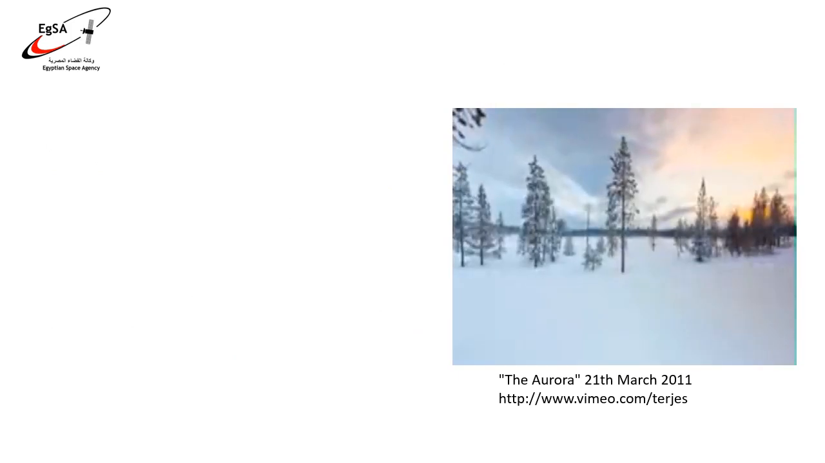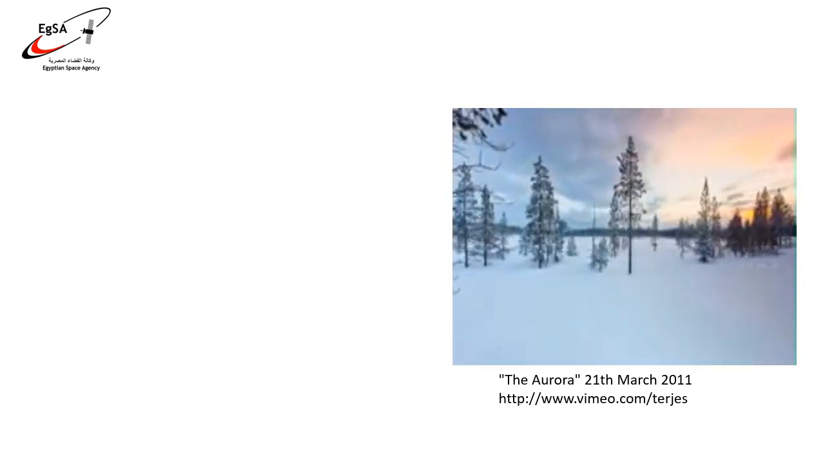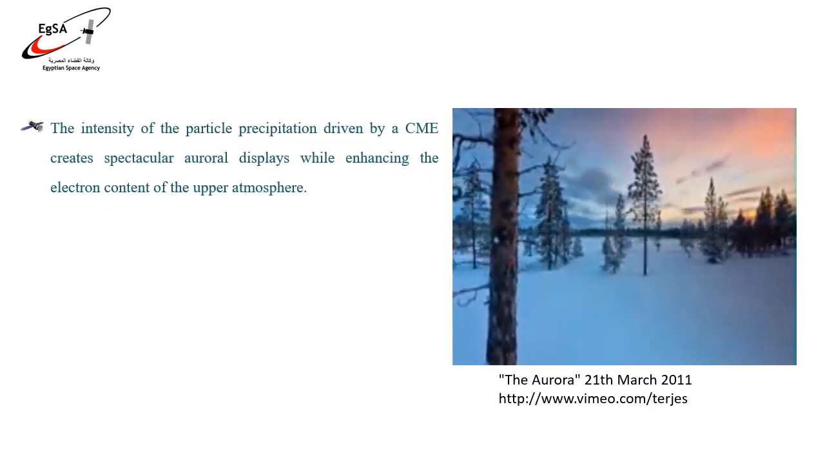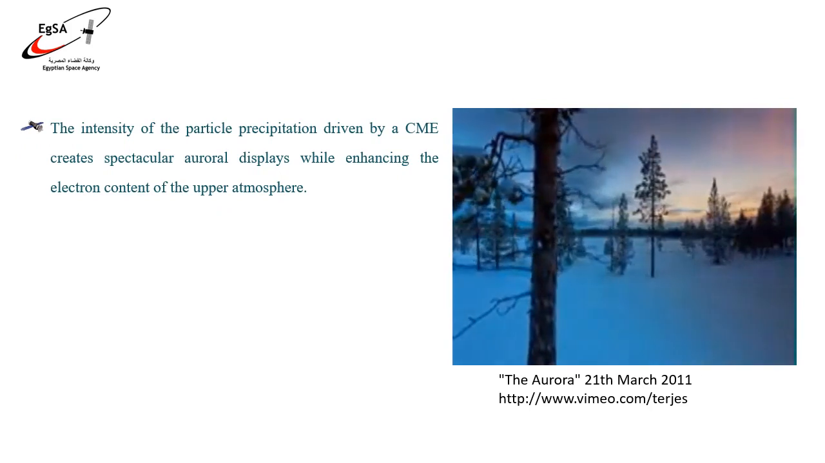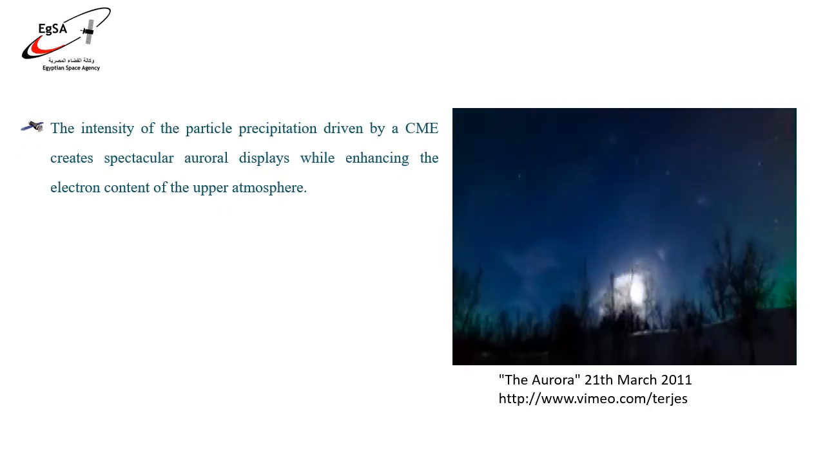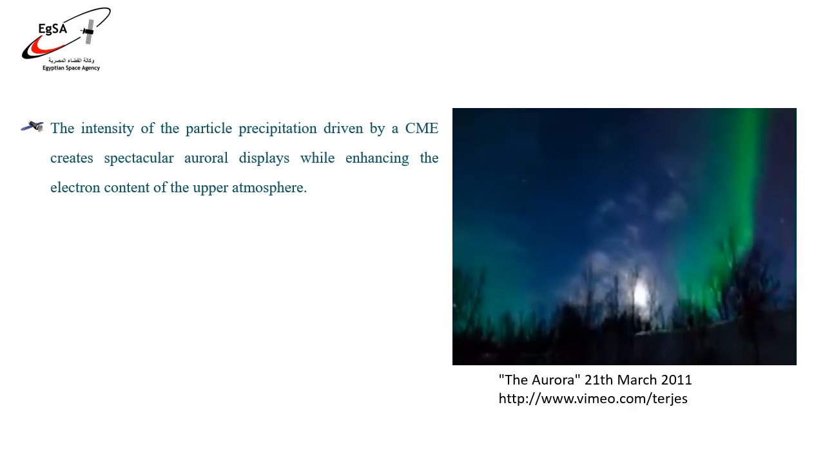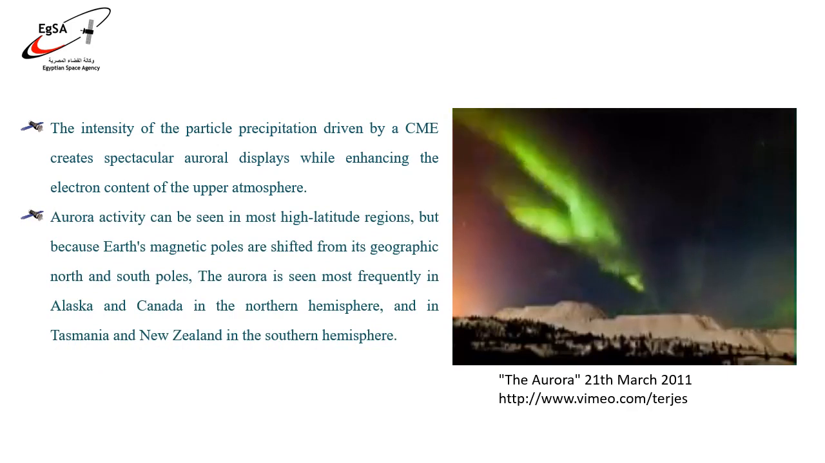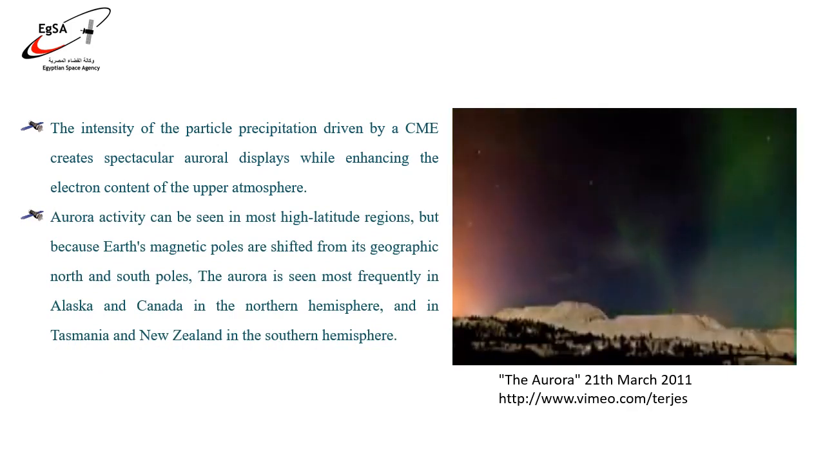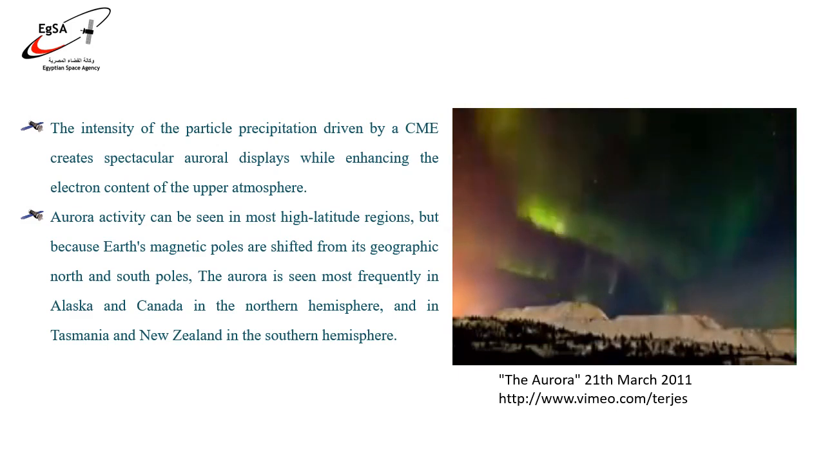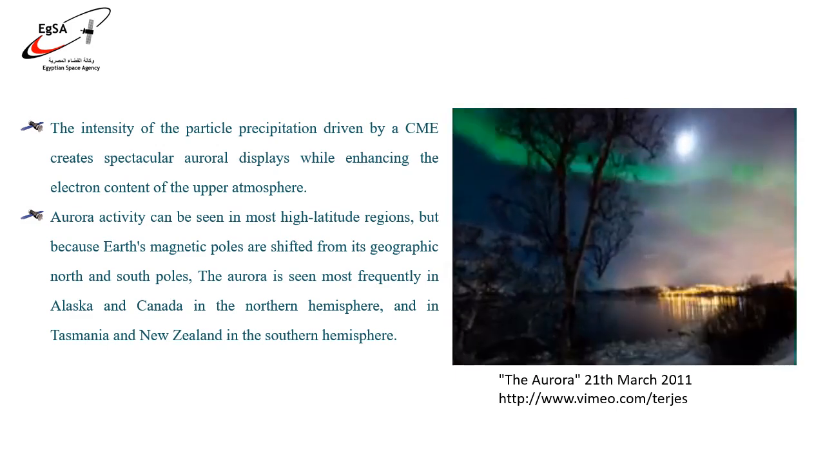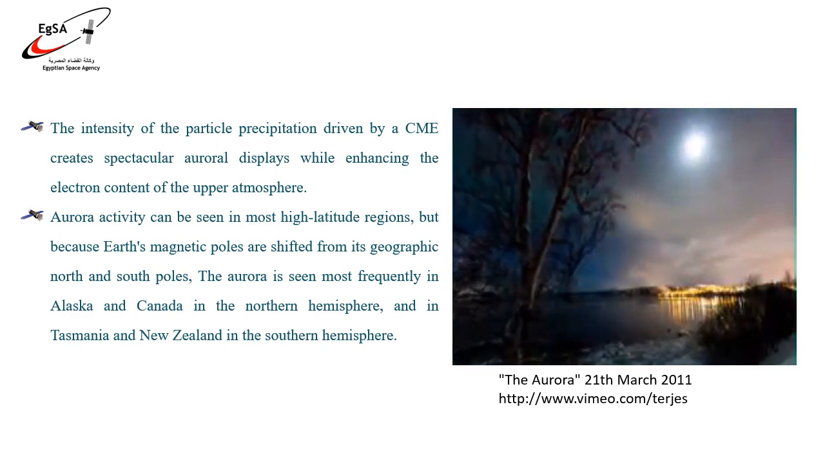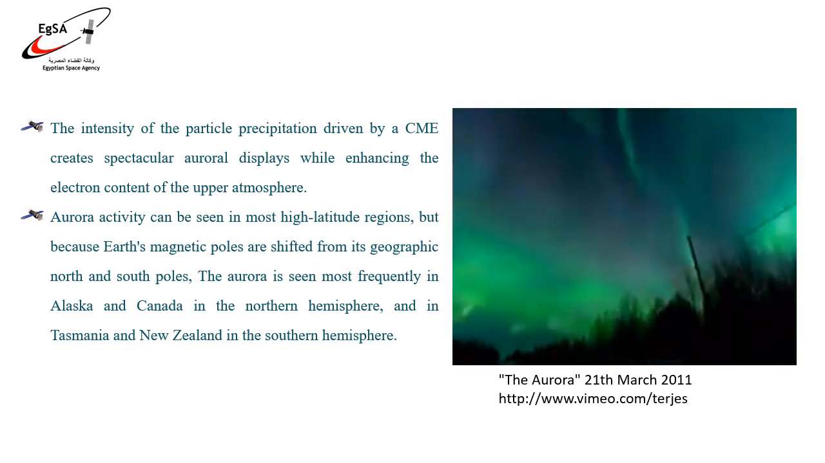This part shows the effect of CME on Earth's magnetosphere. The intensity of the particle precipitation driven by a CME creates a spectacular auroral display while enhancing the electron content of the upper atmosphere. Aurora activity can be seen in most high-latitude regions, but because Earth's magnetic poles are shifted from their geographic north and south poles, the aurora is seen most frequently in Alaska and Canada in the northern hemisphere, and in Tasmania and New Zealand in the southern hemisphere.